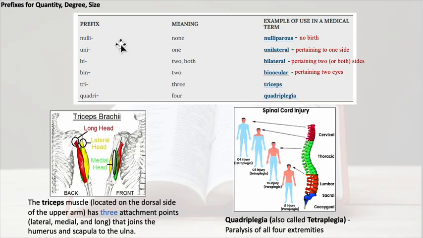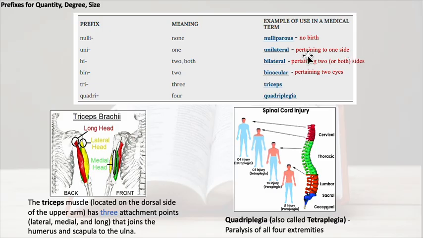Now, I'm going to come back up to here and work through these meanings here. So nulli meaning none. Nulliparous is referring to no birth. So it's specifically referring to an individual that has had no births. So nulliparous. Uni meaning one. Unilateral refers to pertaining to one side, for example. So just specifically one side of the body, say. Bilateral would be pertaining to two or both sides of the body. So you may have unilateral pain if you have pain on one side of the body. Bilateral pain would be pain on both sides.